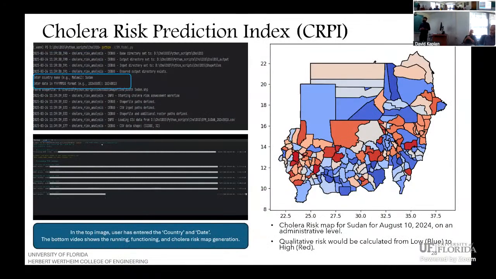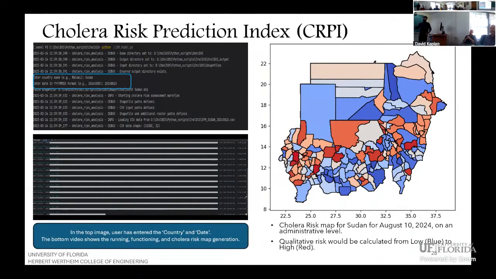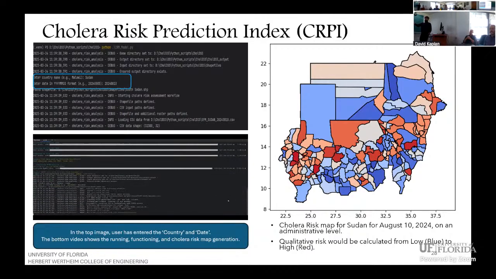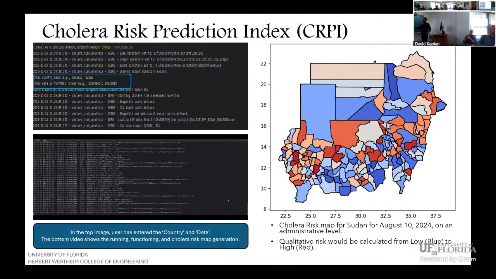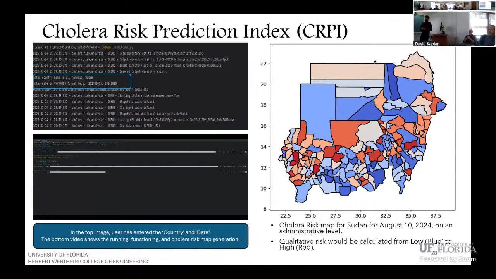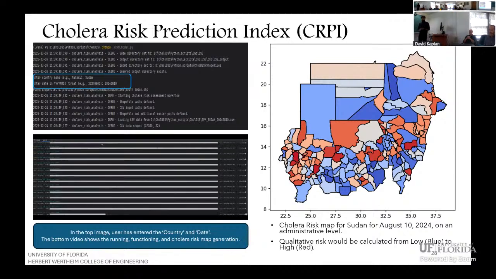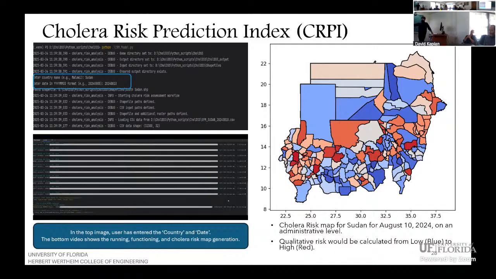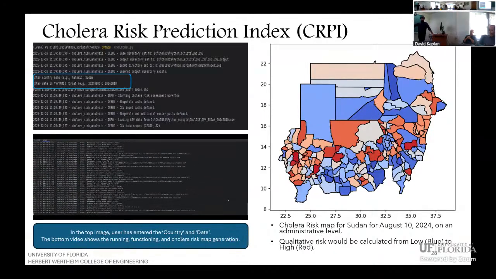So this is the cholera risk prediction index that shows how it works. Right now, it's not very user-friendly, as I already mentioned. The top figure shows the country that the user needs to enter and the date 2 months from which the user needs the risk map. The video is for the algorithm generation. It downloads the GPM data, TRMM data, as well as the MERRA-2 data for temperature and the precipitation anomalies, and based upon that, this risk map is generated. This is for Sudan right now.